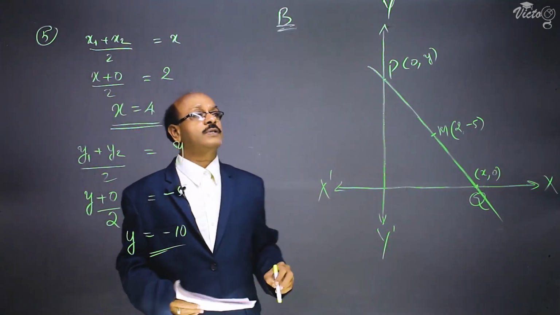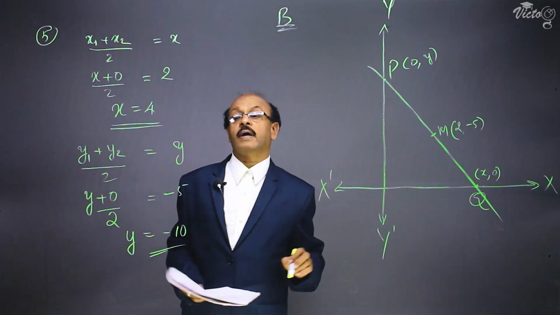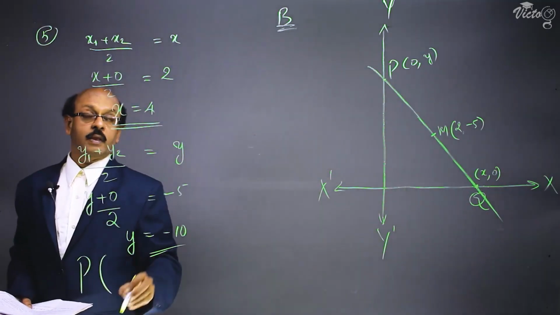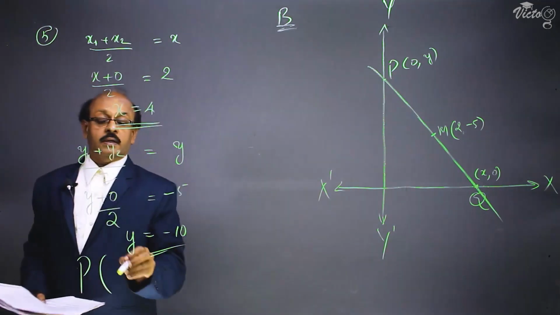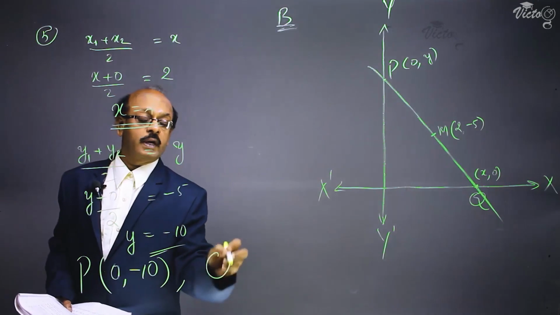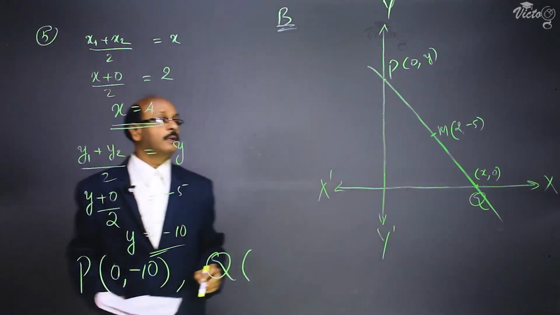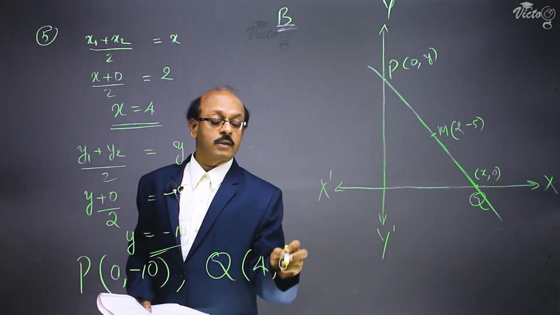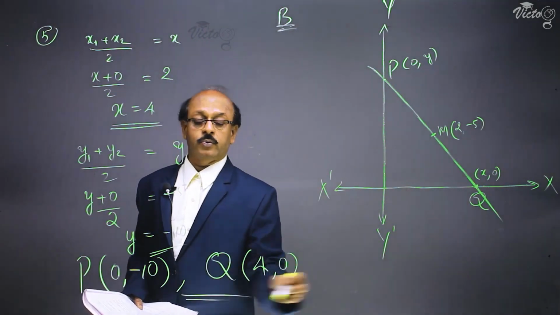Now we can write the coordinates of P and Q. The coordinates of P are (0, y), which is (0, -10), and the coordinates of Q are (x, 0), where the value of x is equal to 4, so (4, 0) are the coordinates of Q. Okay.